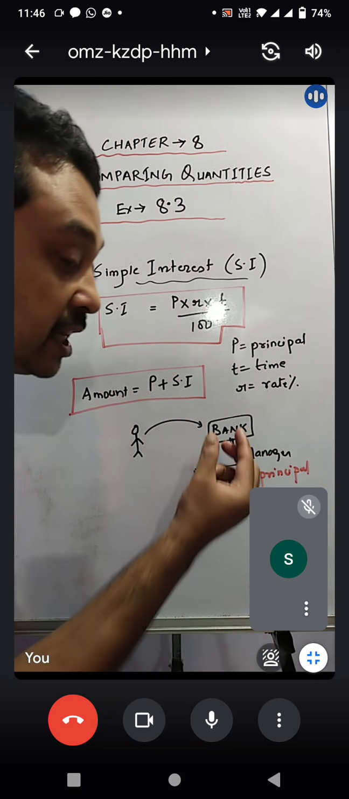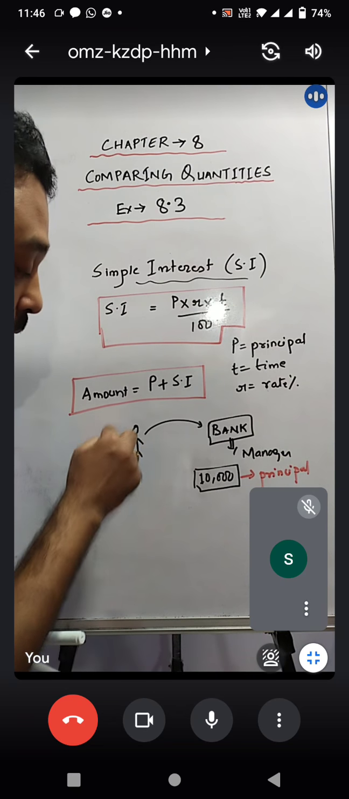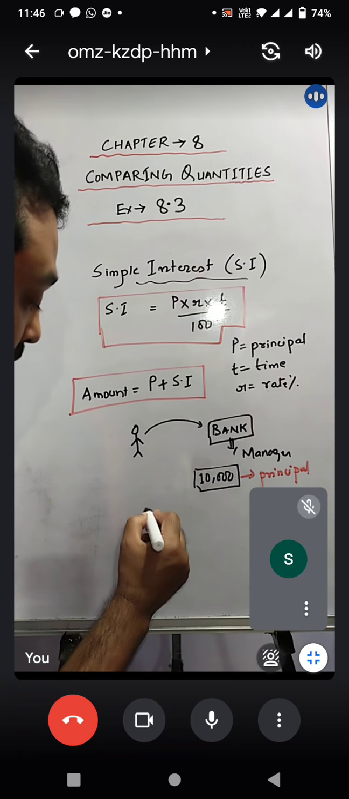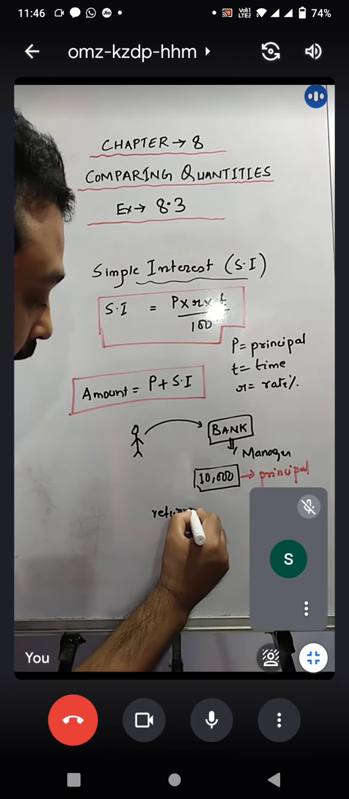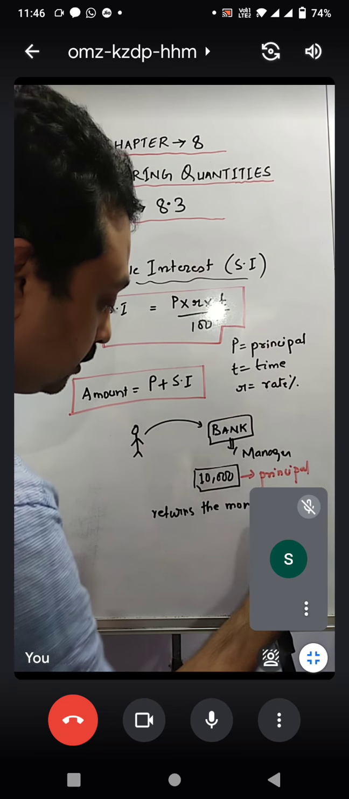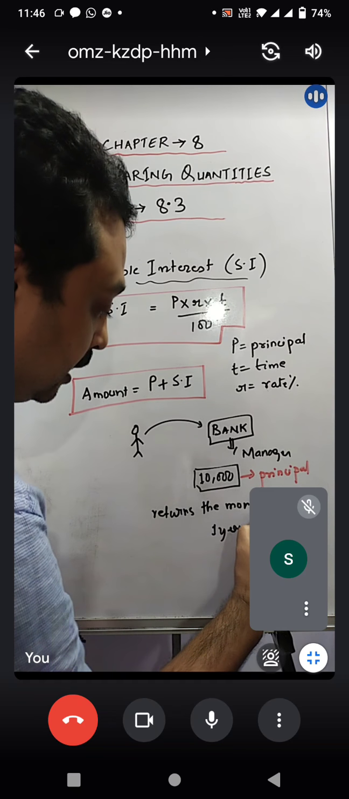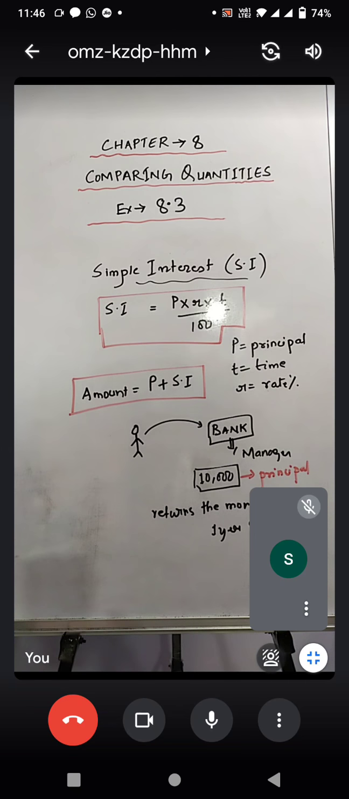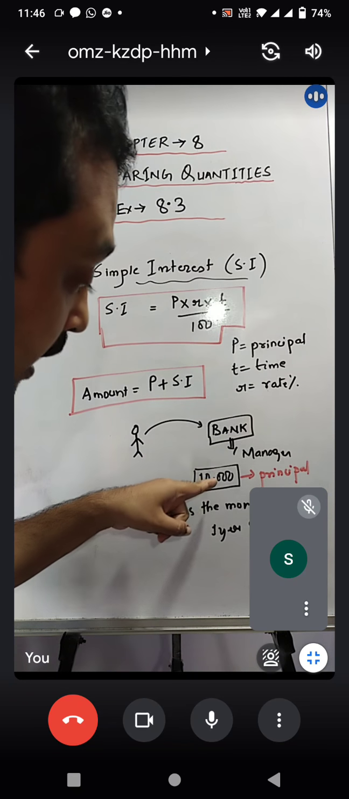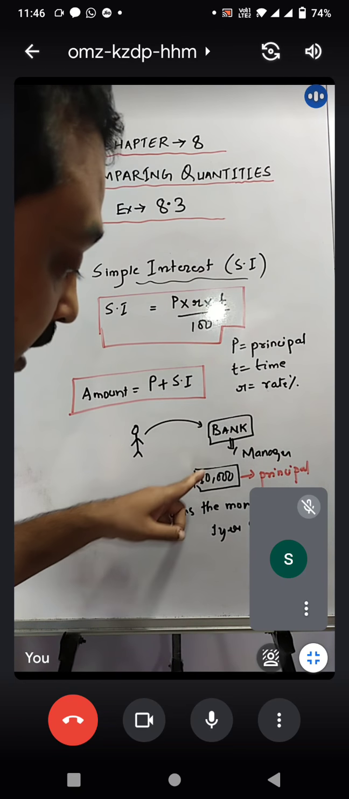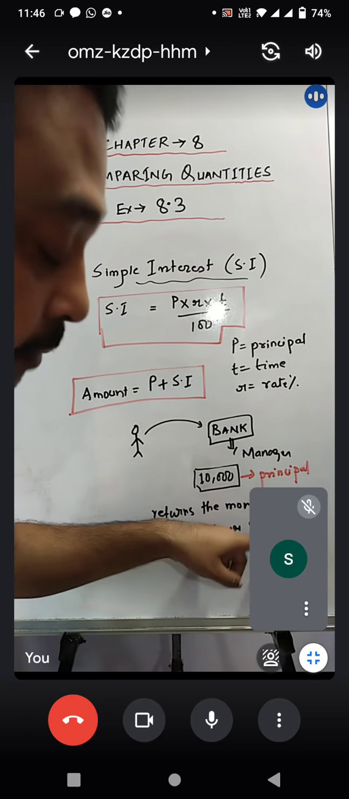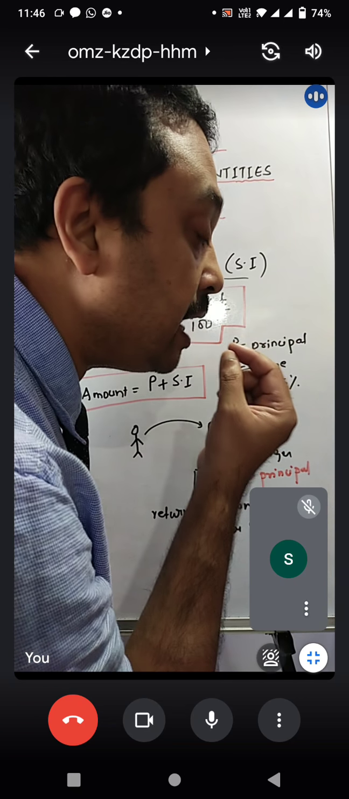Now, what are the conditions that the manager offers this person? The manager says he will give the money only when he returns the money by, suppose, 1 year, and he has to pay 10% interest on this money. So the manager says, I will only give you 10,000 if you can return this whole money within 1 year, and on this money you have to give me 10% interest. See, I am saying interest.